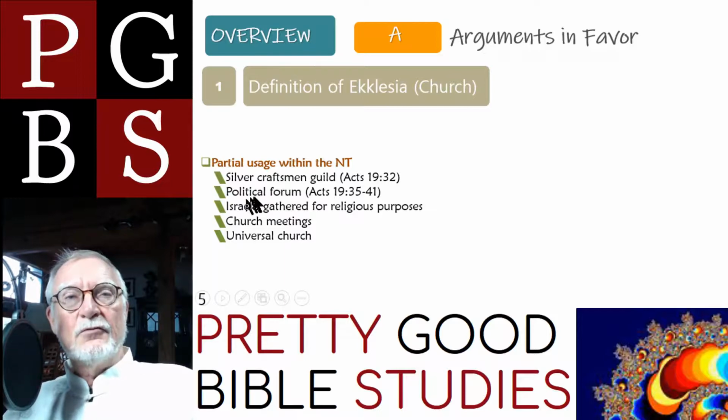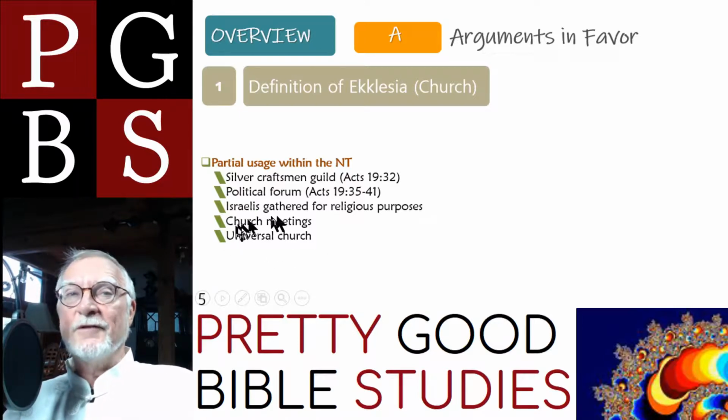It's used as a political forum in the same chapter there, the forum of the Ephesians. So there, again, the idea is of a political gathering place. Sometimes it's used for Israelis or Israelites gathered together for religious purposes. It's used, of course, of church meetings, and sometimes it's used of the universal church. And of course, the usage that we're interested in is for church meetings.